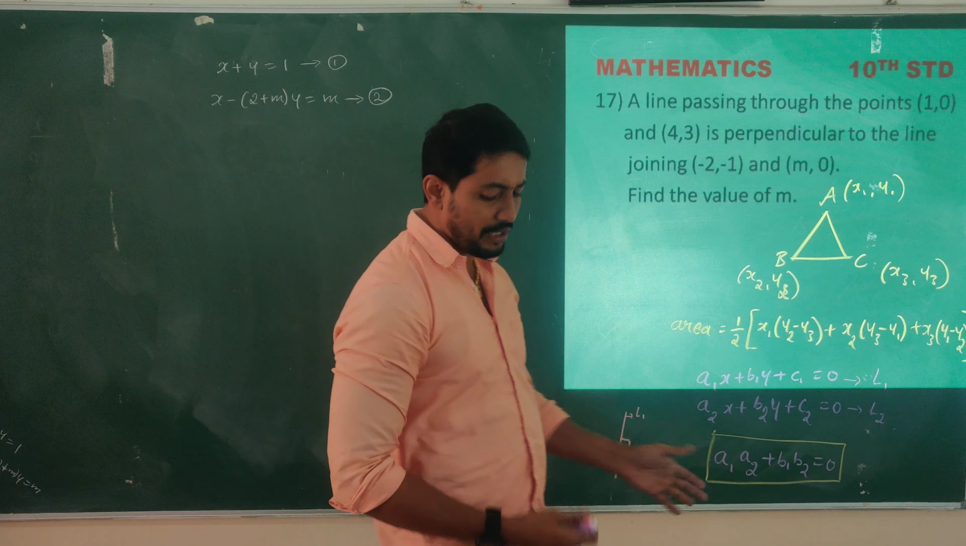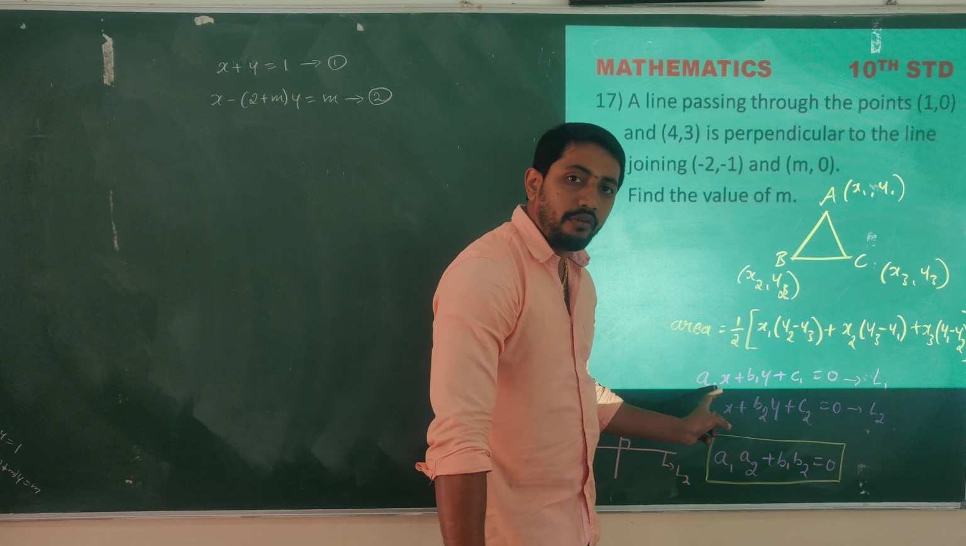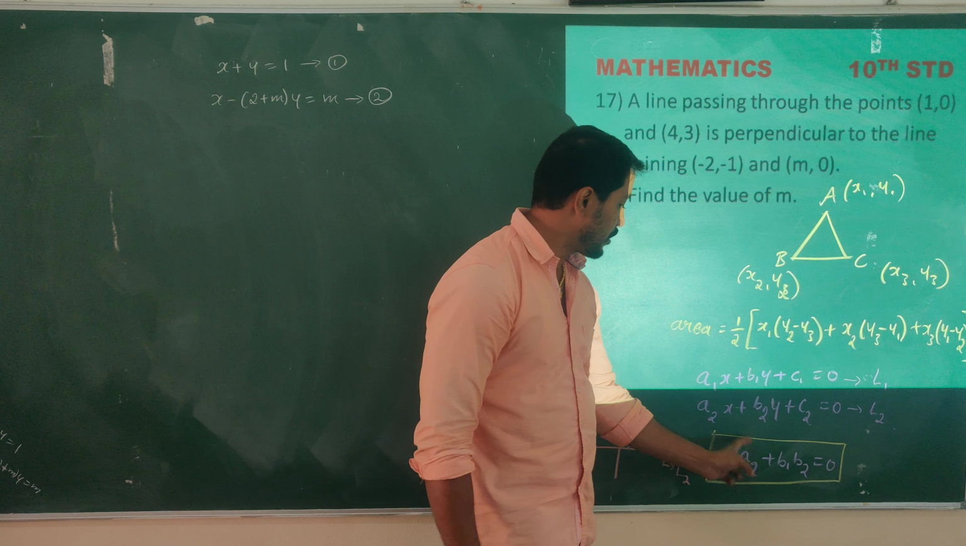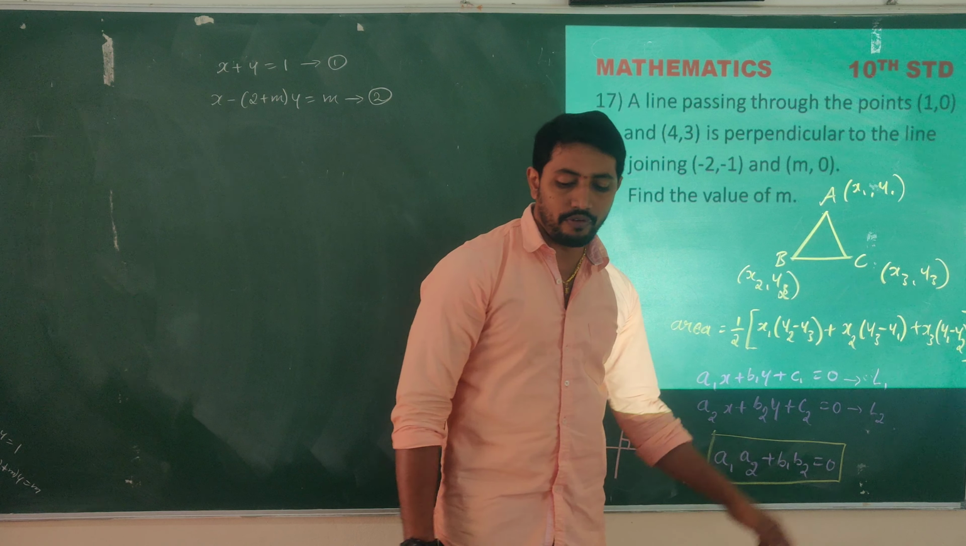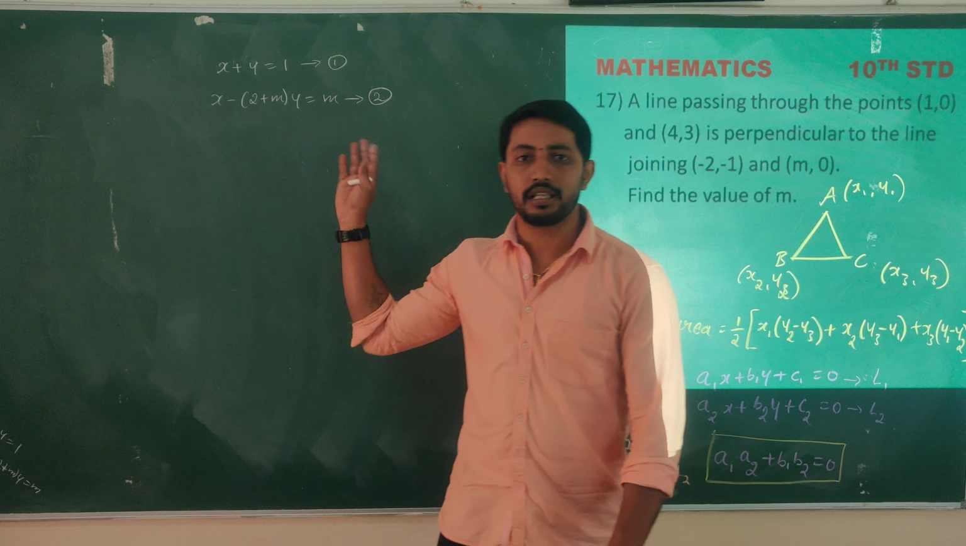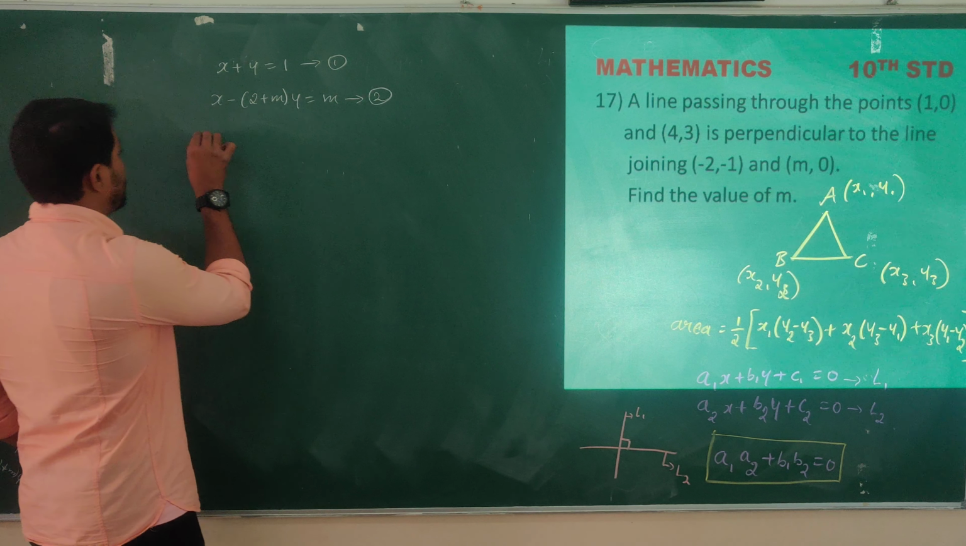This is the condition to be satisfied to say 2 lines are perpendicular. What about this a1, a2, b1, b2? a1 acts as the coefficient of x and b1 acts as the coefficient of y in line 1. a2 acts as the coefficient of x, b2 acts as the coefficient of y in line 2. Now we are going to make use of this formula to check the value of m for which the lines are perpendicular.